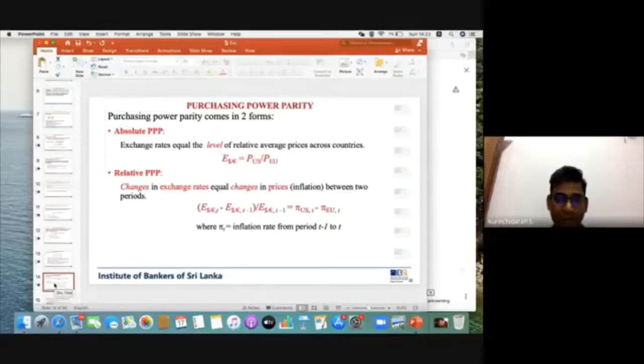Clear? Okay, now you know that exchange rate. Now what will happen if the price level changes? So relative purchasing power parity measures the changes in exchange rates, that express the changes in exchange rate based on changes in price. I explained earlier price. How do we calculate the price level?